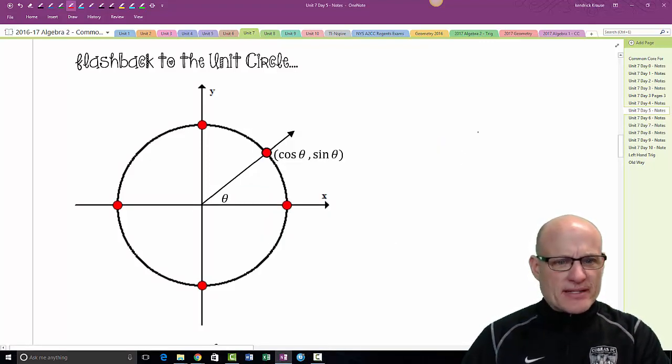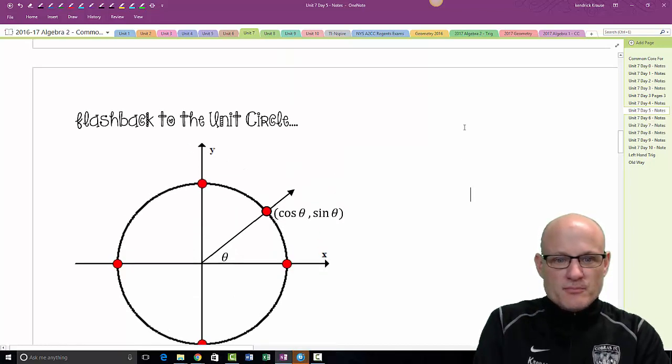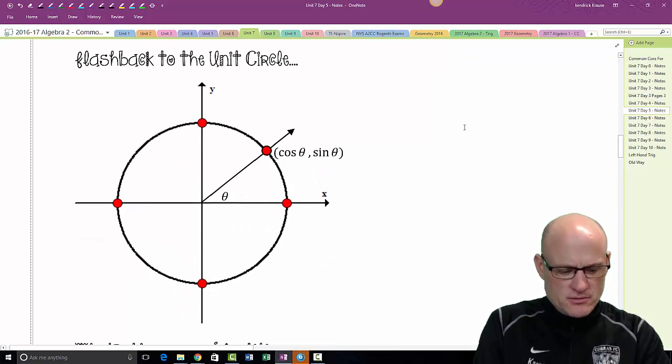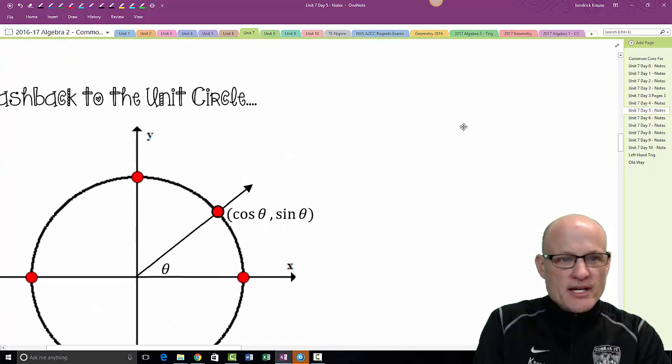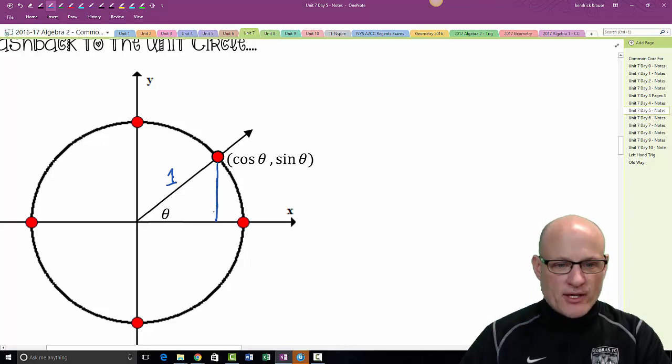Let's talk about this unit circle. Now, it's called the unit circle because the radius is 1. And then we went through that long, drawn-out process to show you that the x value is cosine and the y value is sine. So this is really cosine theta, and this is really sine theta.